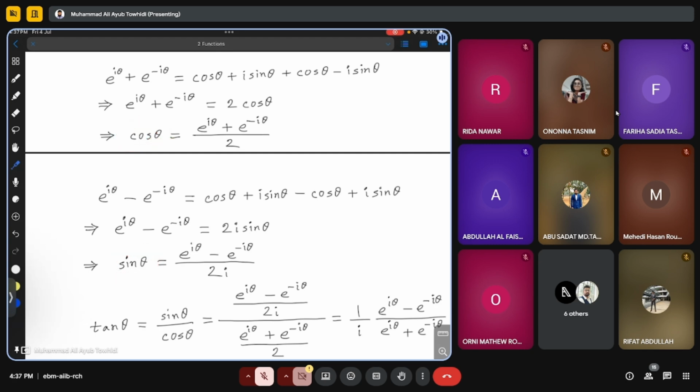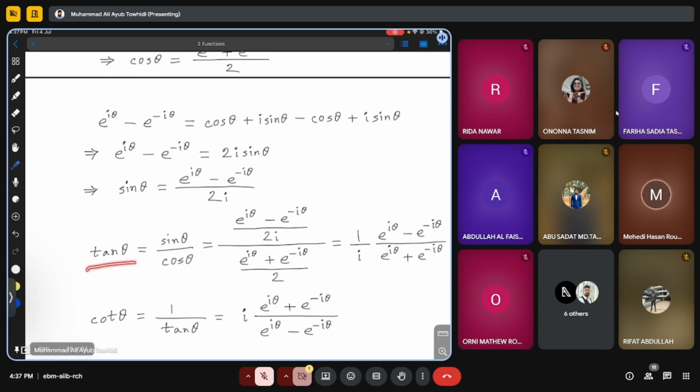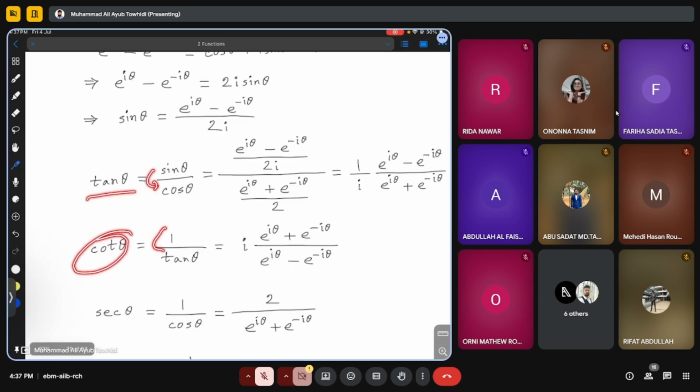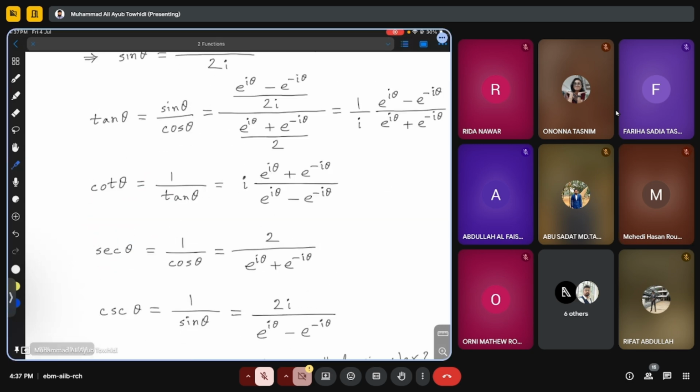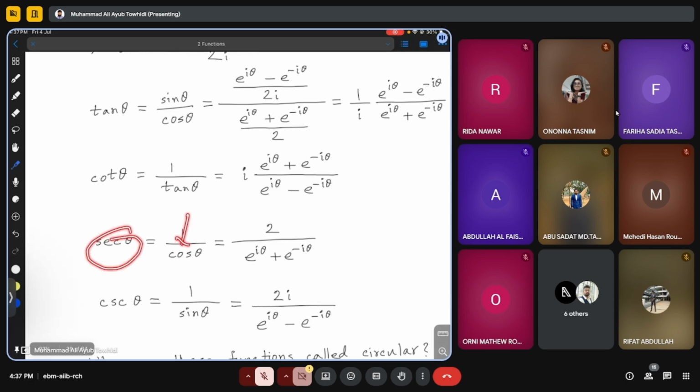So we have sin theta and cos theta. Can we get tan theta? Yes, sir. Tan theta is sine by cos. We can have cot theta as 1 by tan or cos by sine. We can have sec theta as 1 by cos theta. We can have cosec theta as 1 by sine theta.